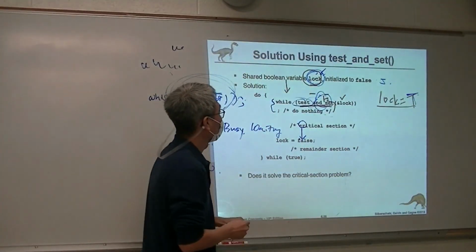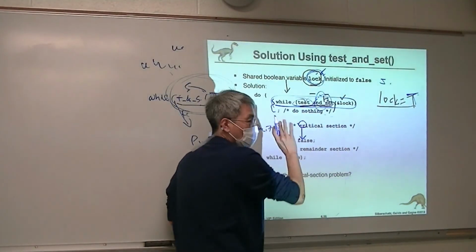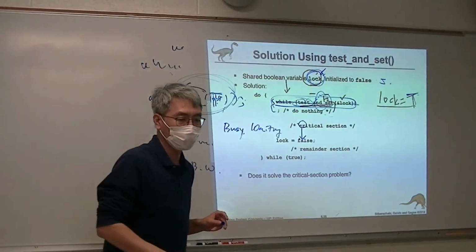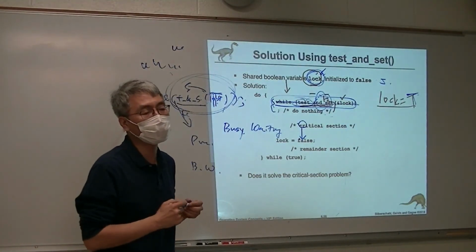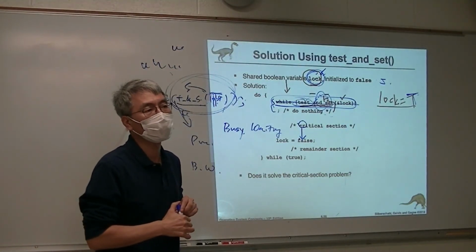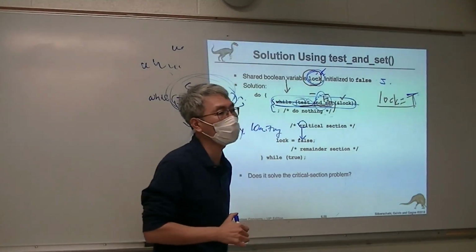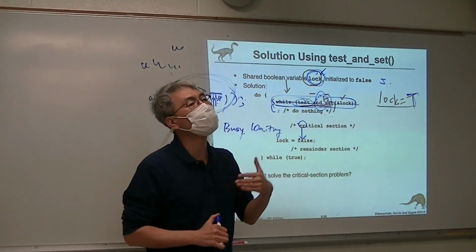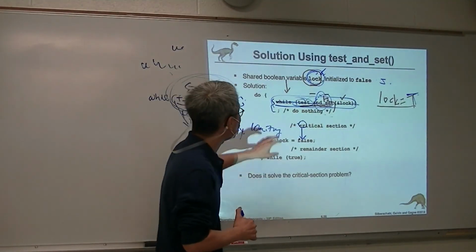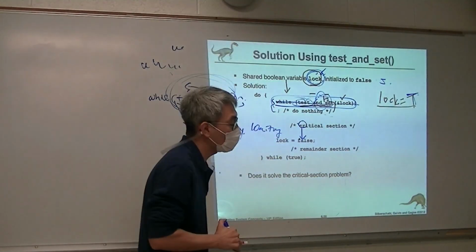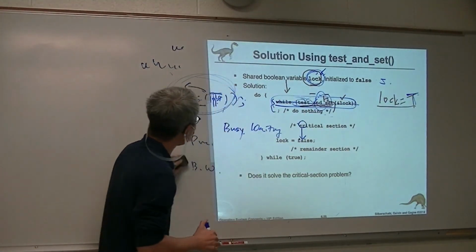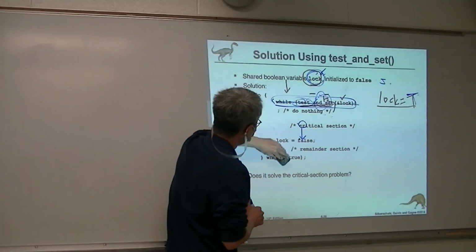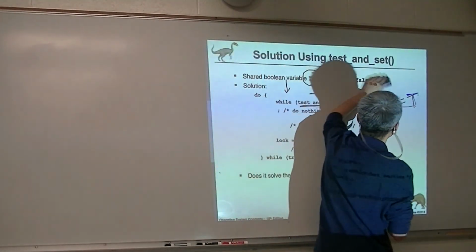The benefit is that this is not software. In the case of software, it can be interrupted in the middle. That was also one of the issues when using a software solution. But this is hardware, so it cannot be interrupted in the middle, and it is also very fast because it's at the instruction level. There's no overhead there. It has a busy waiting problem, and it also doesn't solve the progress and bounded waiting requirements.